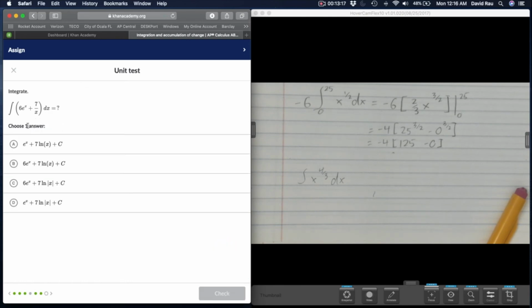All right, more basic integrals. When you integrate 6e to the x, you're really just integrating e to the x and multiplying a 6 afterwards. The integral of e to the x is e to the x, so it should be either b or c. And the integral of 7 over x is really the integral of 7 times dx over x, or in other words, 7 times a derivative over its original expression, which again I told you was the absolute value of x inside of ln. So our answer is C.